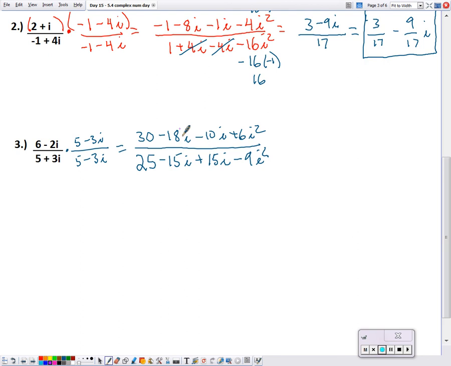Well, in the numerator, this is going to become minus 6. In the denominator, this is going to become plus 9 because we're going to take care of our i squareds. And again, conjugates, insides, and outsides cancel each other out. That's the beauty of it. All right. So, in the numerator, we've got 30 minus 6, which is 24. And then we've got minus 28i. And then these have canceled, and we've got 25 plus 9, which is 34.